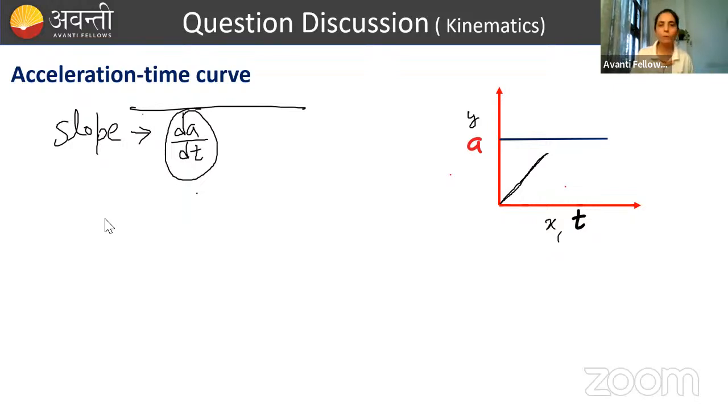Done. So in the slope of the at curve we won't be interested. We are not going to read it. It equals no physical quantity, right? So we are not going to read it.